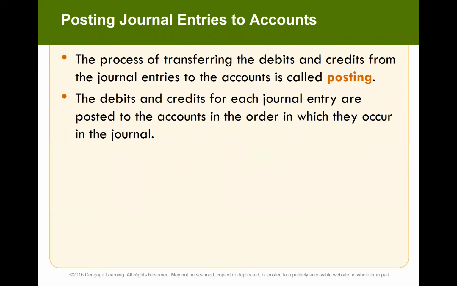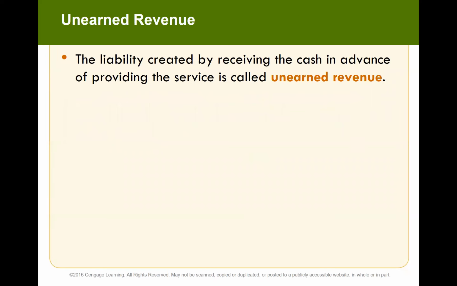So if you see here, wrapping this up, I'm just going to reiterate: the process of transferring the debits and credits from the journal entries to the accounts is called posting, and the debits and credits for each journal entry are posted to the account in the order in which they are journalized, in chronological order. All right, so let's move on.